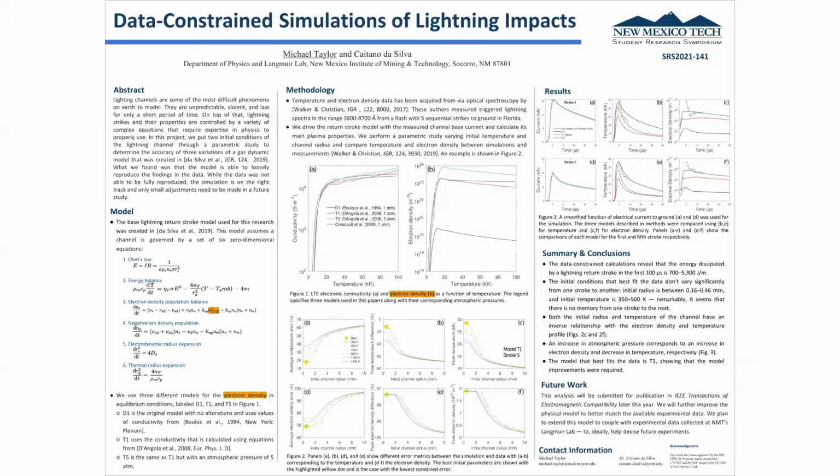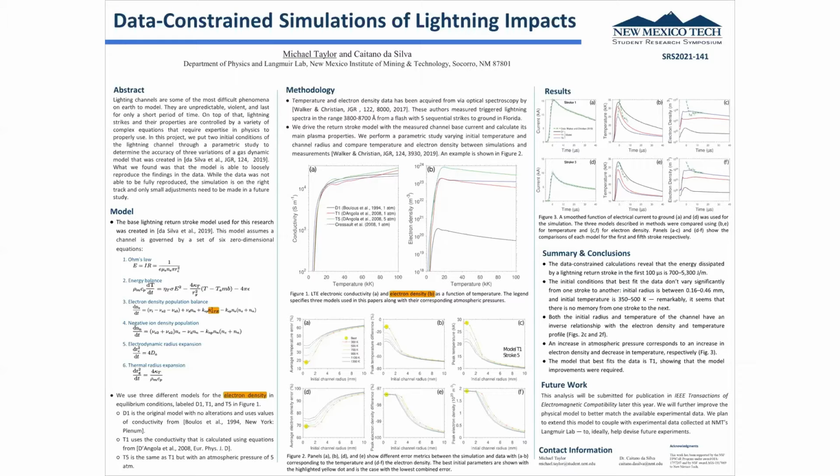We thought that maybe increasing the atmospheric pressure would help us with the electron density, but we found that once we went from 1 atmosphere to 5 atmospheres, the electron density did increase, but the temperature drastically decreased. So we had to find a sweet spot there, which was unsurprisingly at 1 atmosphere.